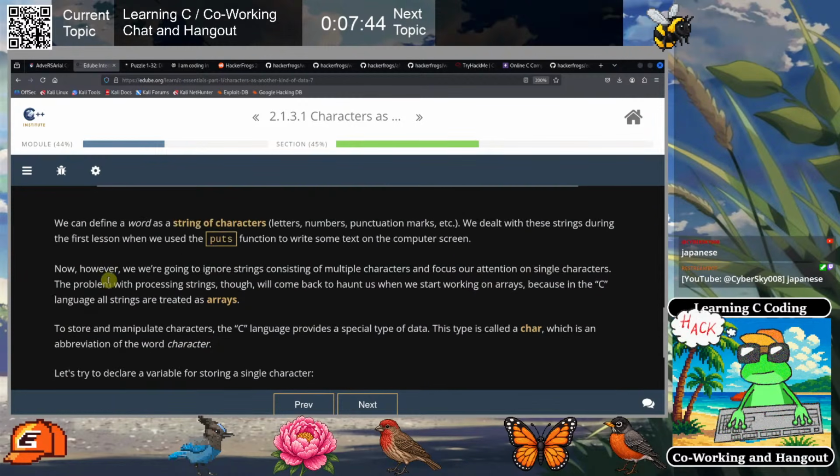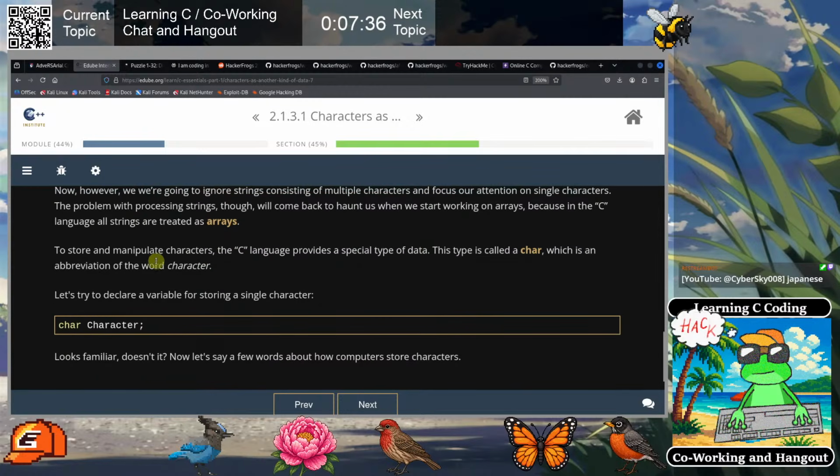Okay. Now, however, we're going to ignore strings consisting of multiple characters and focus our attention on single characters. The problem with processing strings, though, will come back to haunt us when we start working on arrays, because in the C language, all strings are treated as arrays.